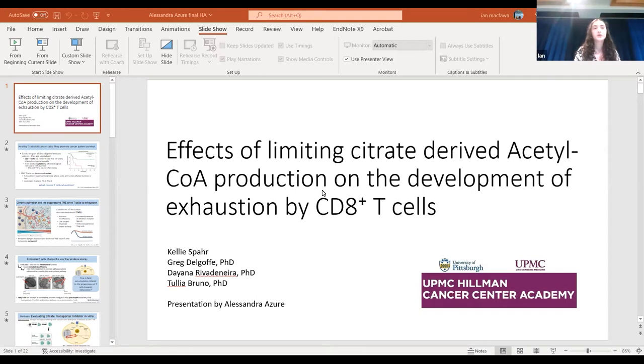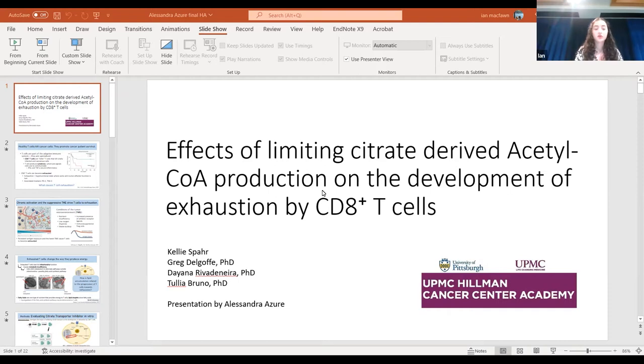Our first question with this new inhibitor was, does our inhibitor impact cell proliferation? Proliferation, of course, means cell growth and cell division. What we saw is that as inhibitor concentration increased, cell proliferation decreased, possibly due to metabolic stress on the cells from limiting acetyl-CoA. We also saw that chronically stimulated cells proliferated less than acutely stimulated cells, also due to there being more stress on chronically stimulated cells.